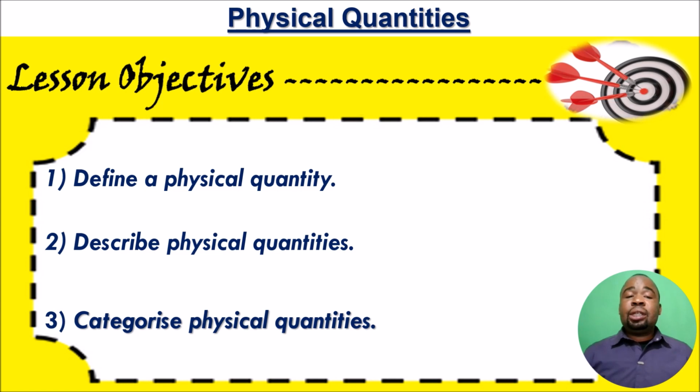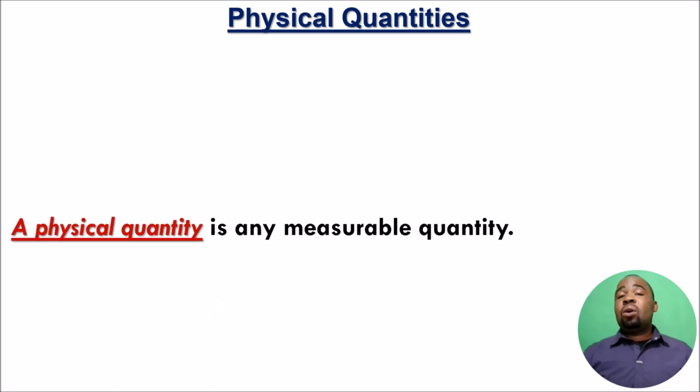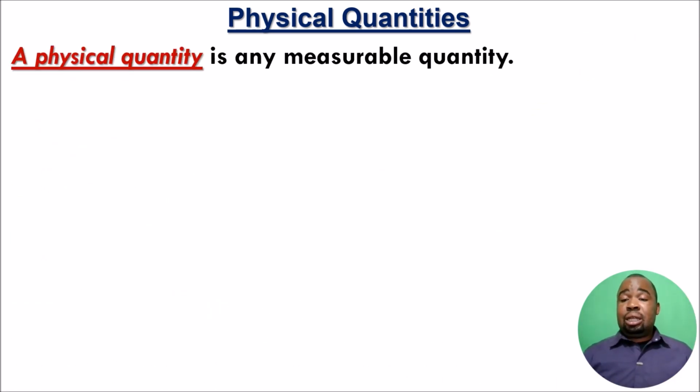What is a physical quantity? A physical quantity is anything that is measurable. Anything human beings can measure is a physical quantity. Now, I want you to note that there are physical quantities which can be measured directly and physical quantities which can be measured indirectly. For example, if you are to measure your mass, you step on a balance, you read your mass directly from the balance.